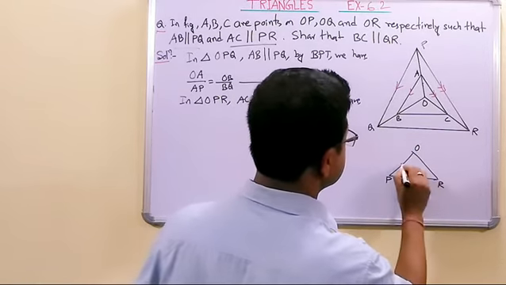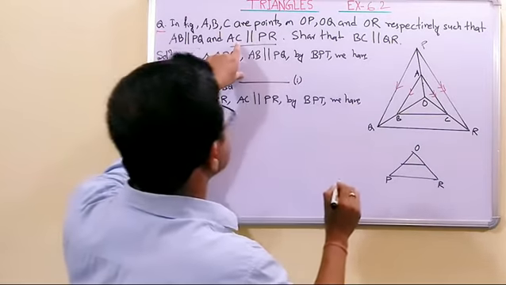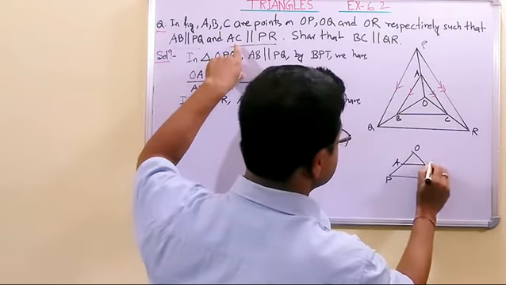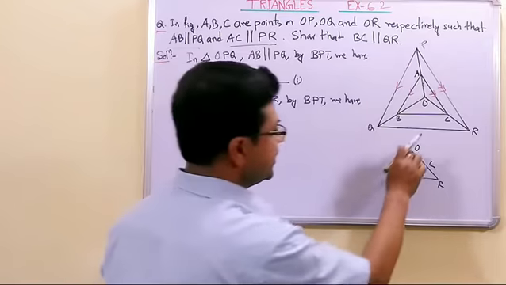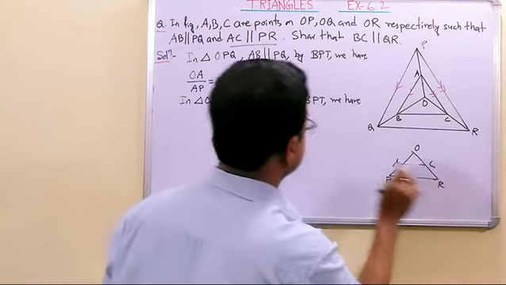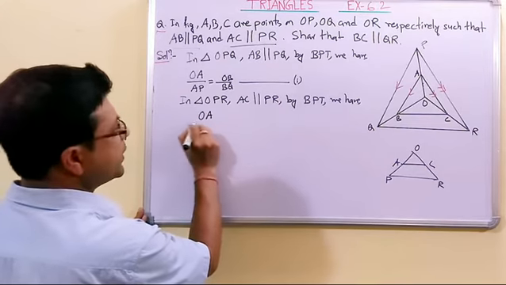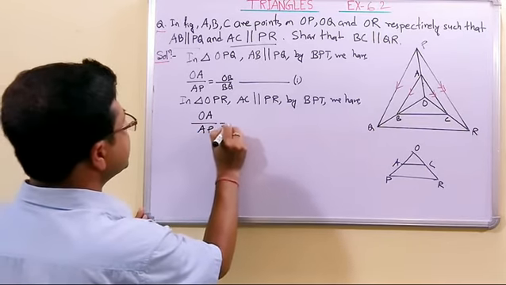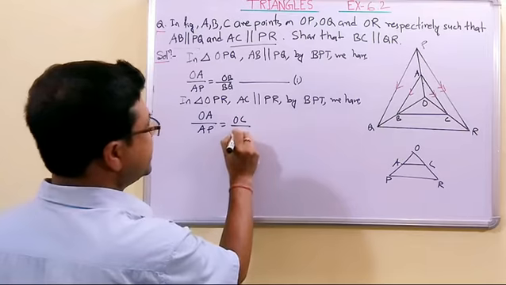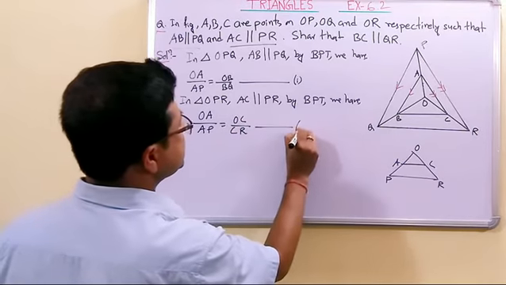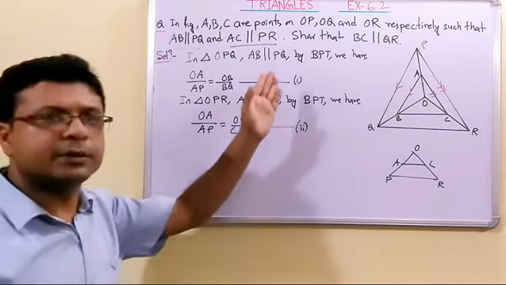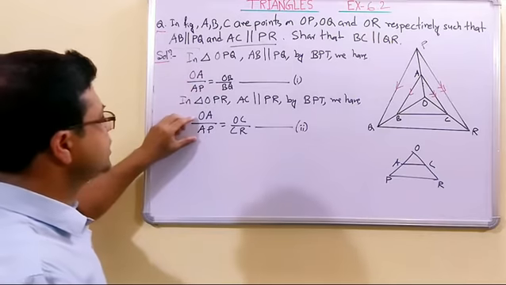OPR. Something is parallel. What is parallel? AC parallel PR. AC parallel PR. So let us apply your BPT here. So we have OA by AP is equal to OC by CR. This is equation 2. Now let us compare equation 1 and 2. OA by AP, this is also OA by AP.